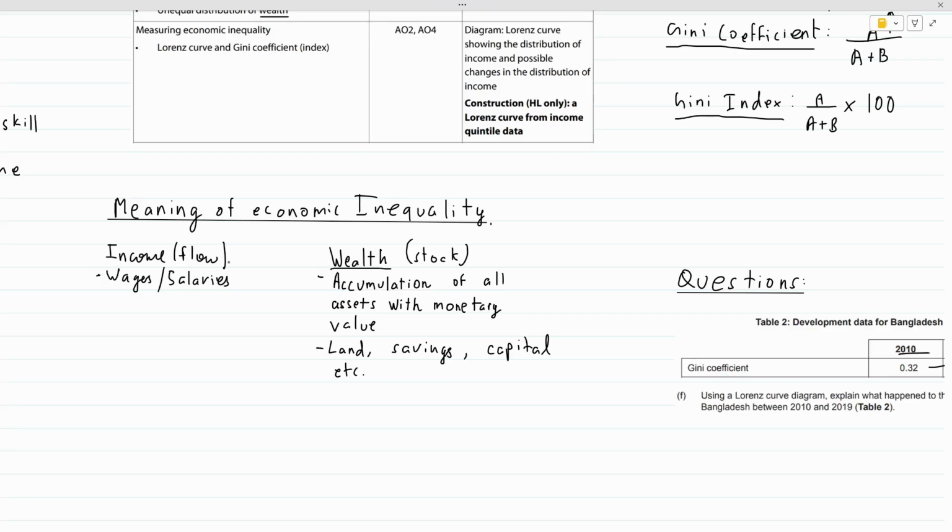So that's a form of income as well. Wealth, on the other hand, is a stock concept where we look at the accumulation of all assets with monetary value. For example, here we would include any land you own, the monetary value of that, any savings you have, which is basically just any income you've accumulated up to that point, and you've made sure to save it, any capital you own, etc., goods like that.